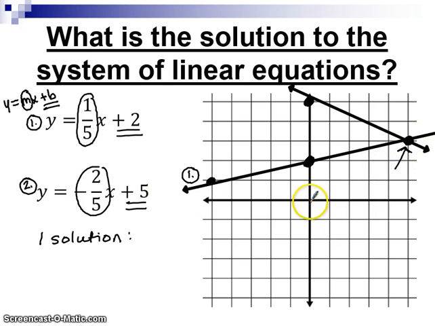Well, what's that ordered pair? 1, 2, 3, 4, 5, 1, 2, 3. This is the ordered pair (5, 3). And that's the only ordered pair that will make these both true. So the solution is the ordered pair (5, 3).